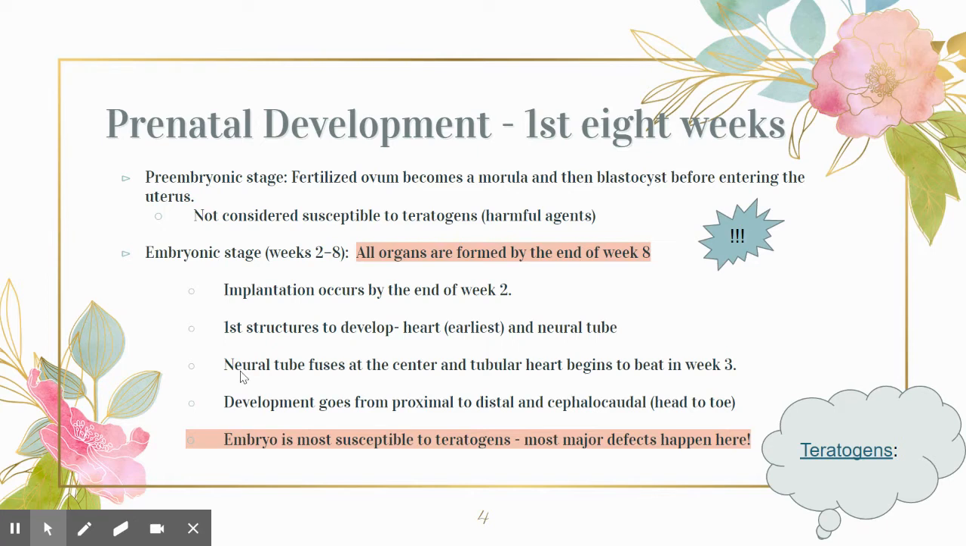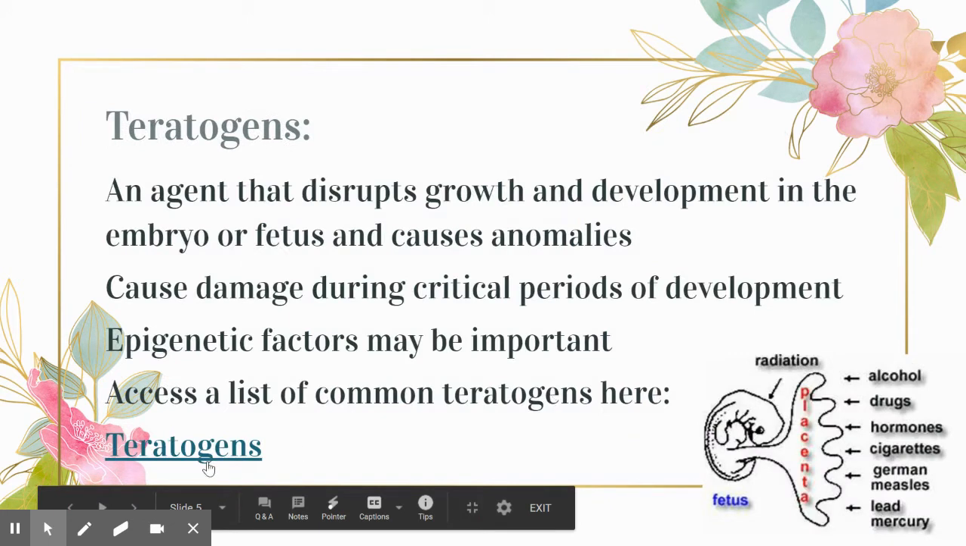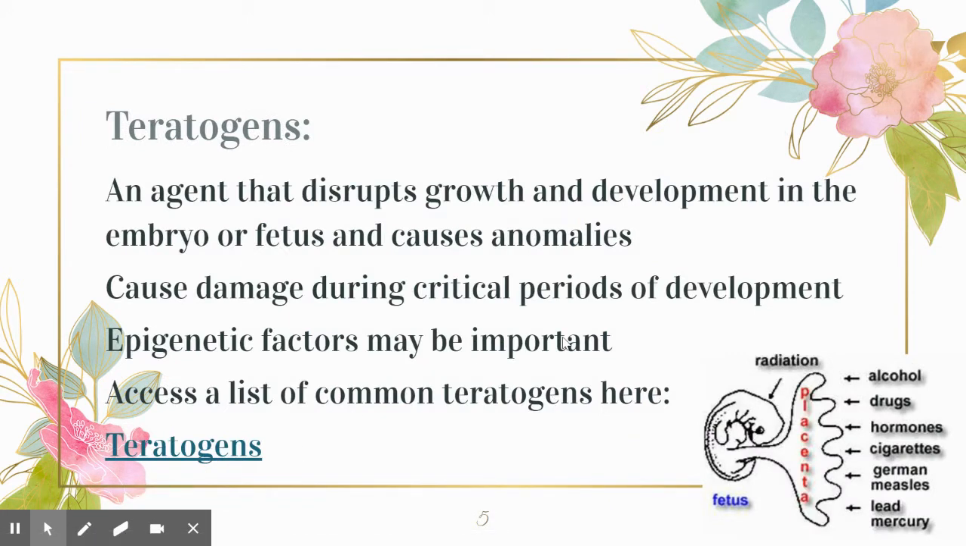Now, some moms might not know they're pregnant. Some moms might know very early, but not know how to avoid exposure. So this is when preconceptual care and education of women of childbearing age should begin to happen before they even think of having a pregnancy. And there is a list of teratogens that you can access if you just click on the link that's in your Google Slides. A teratogen is any agent that disrupts growth and development in an embryo or fetus and causes anomalies. Damage occurs during critical periods of development.